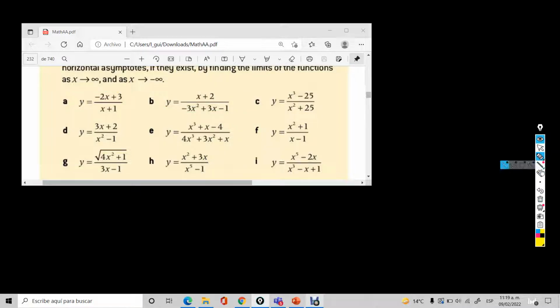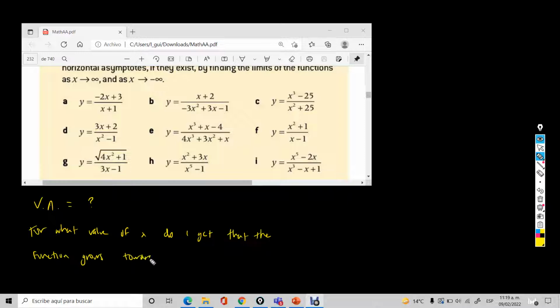Now, what about the vertical asymptote? Vertical asymptote. How do I answer this question? We should answer this. For what value of x do I get that the function grows towards minus infinity or plus infinity? I'm going to write this way. For what value of x do I get that the function grows towards minus or plus infinity? Remember, we're working with this function. And for that to happen, we need the denominator to be 0.